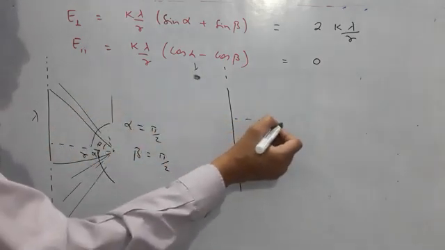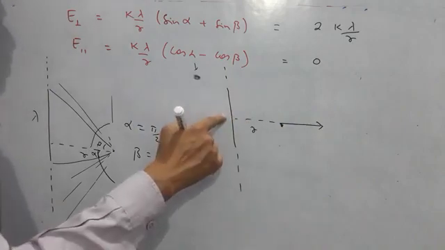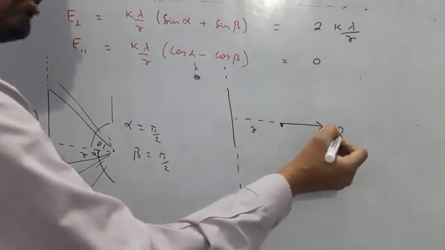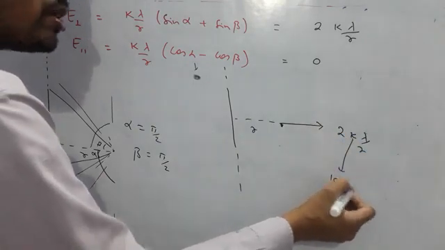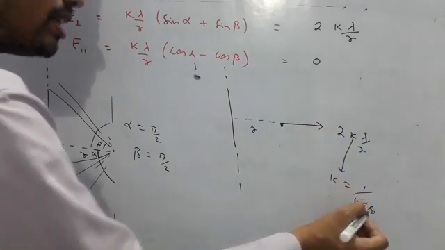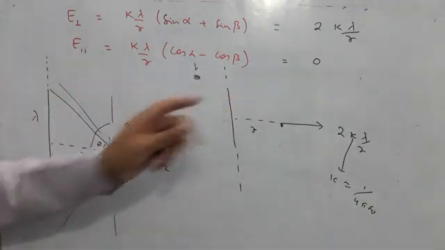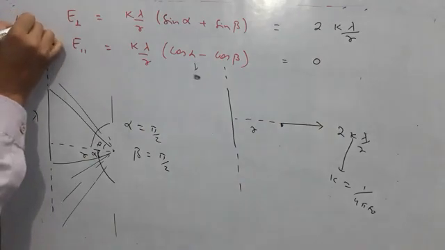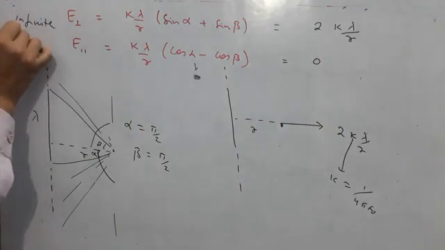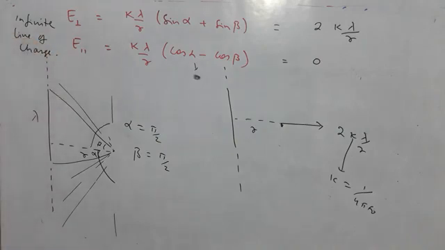So always remember, if we have an infinite line of charge, then at some point at distance r from it, the electric field will be in this particular direction or in this direction depending upon the sign of the charge, and its value will be 2k lambda by r, where k is 1 upon 4 pi epsilon naught. There is no component of electric field in this particular direction. So this is for an infinite line of charge.